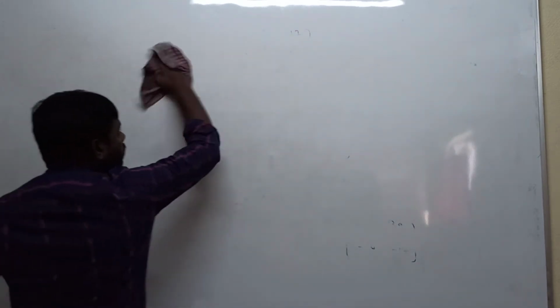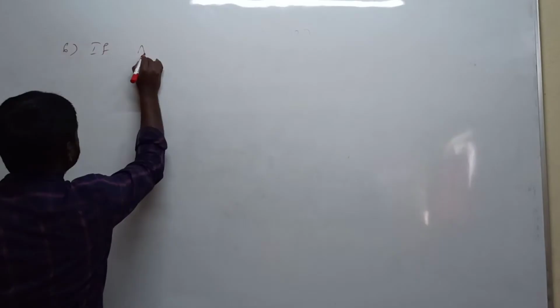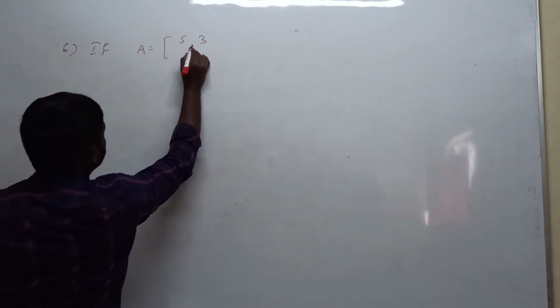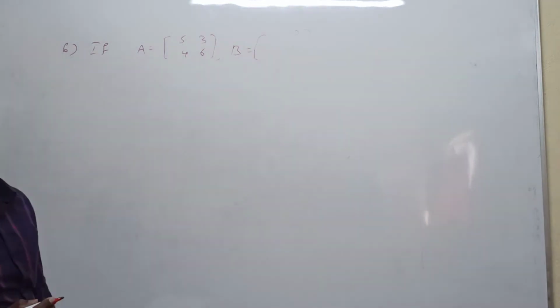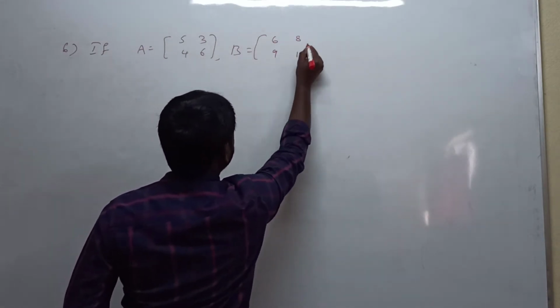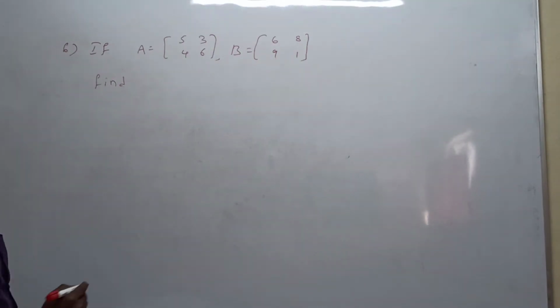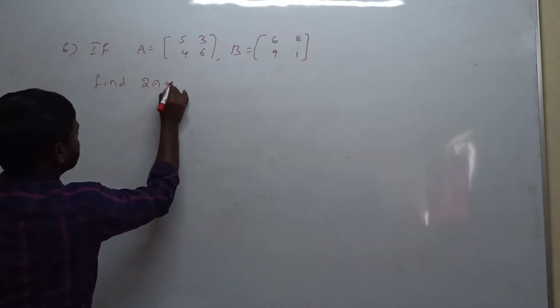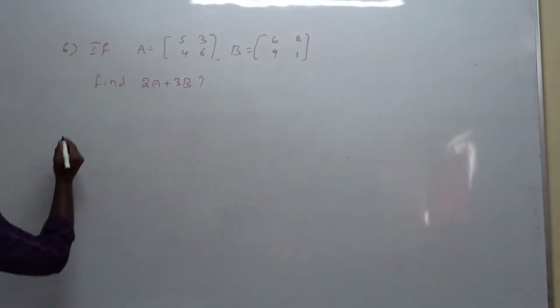So next, sixth one. If A is equal to 5346 and B is equal to 6891, find 2a plus 3b. So this one we have to calculate 2a plus 3b.